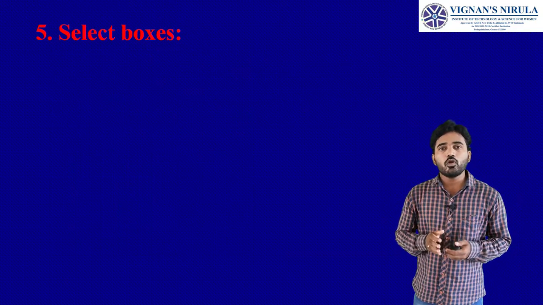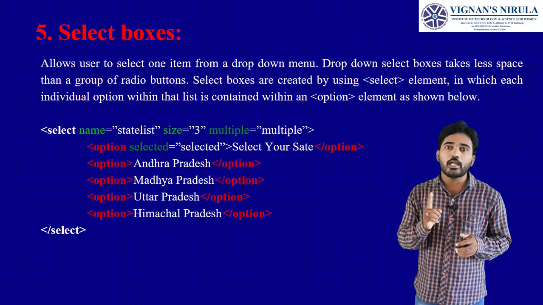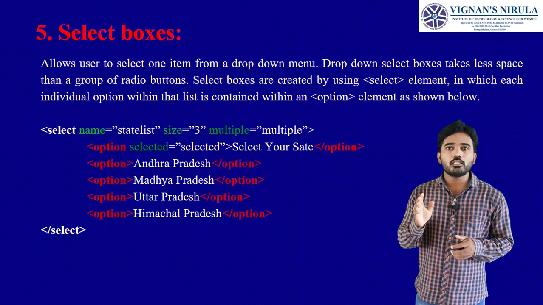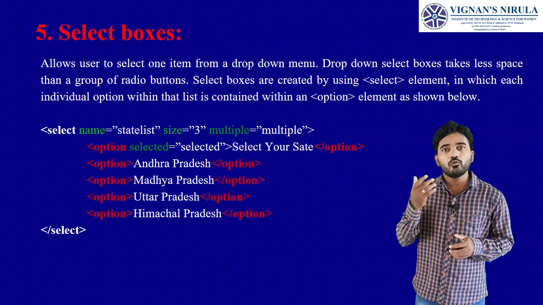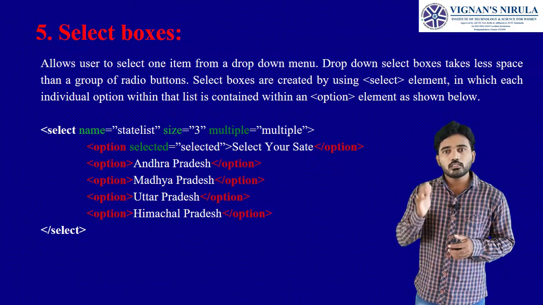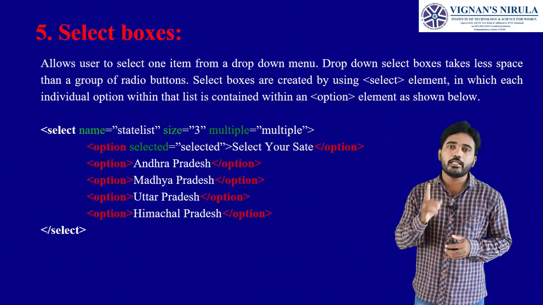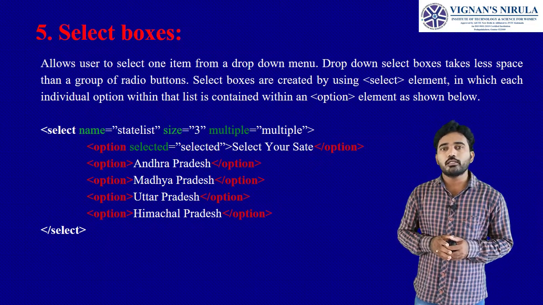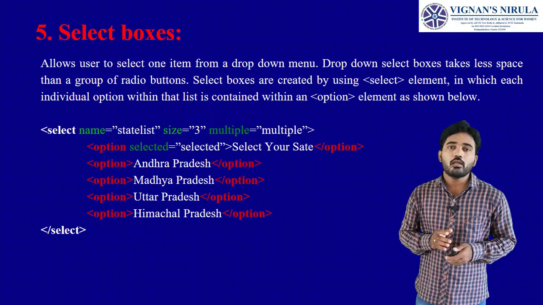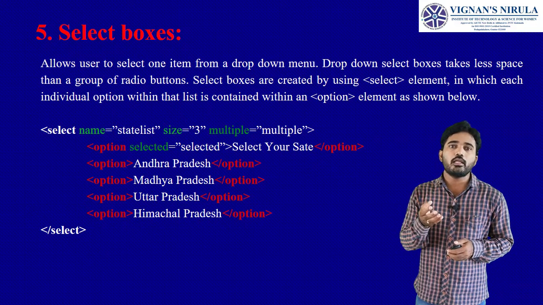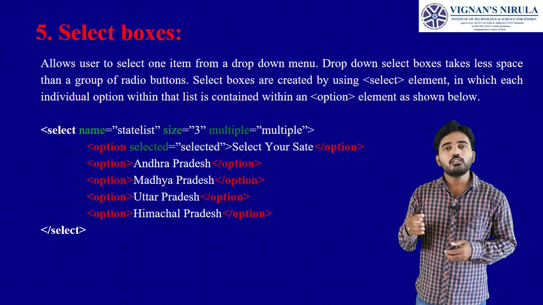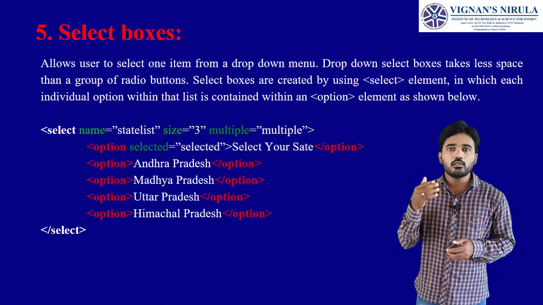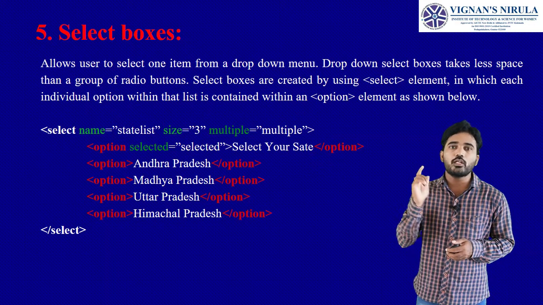These select boxes allow the user to select one item from a drop-down menu, and these drop-down select boxes take less space than a group of radio buttons. Select boxes are created by using the select tag. Previously, all the form controls were created by using the input tag, but these select boxes are created by using the select tag, in which each individual option within the select box is created by using the option tag.